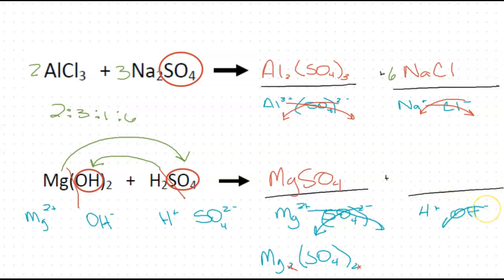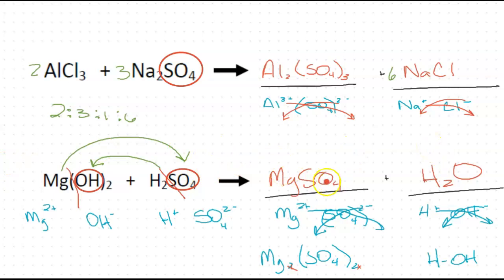When I crisscross reduce, I wind up with HOH, which is fine if you want to write it like that for now. You could also write it as H2O. So the second blank is going to be H2O. Now, it doesn't really matter for these 2 examples.